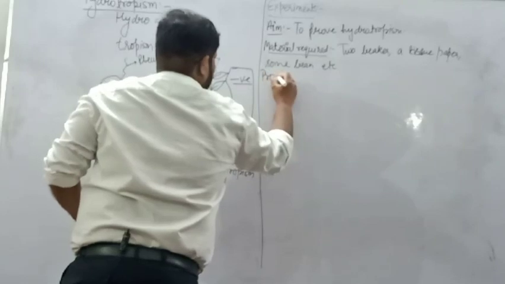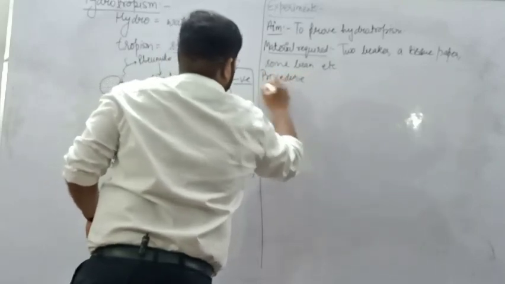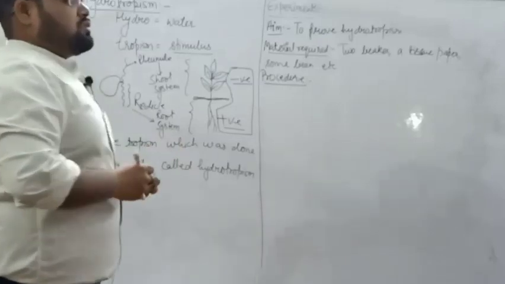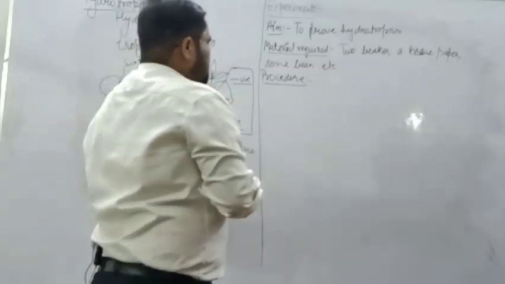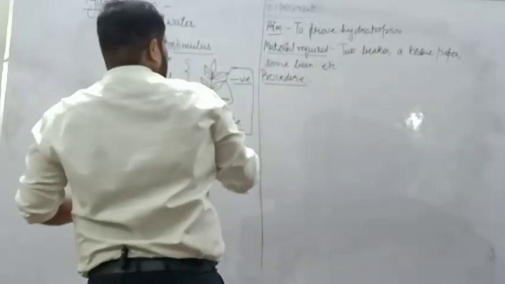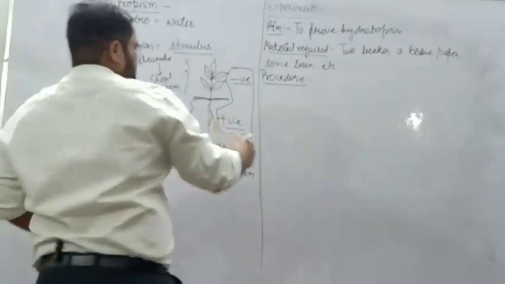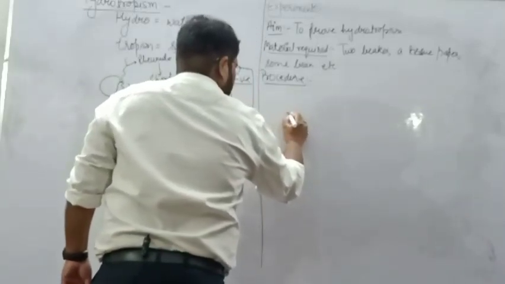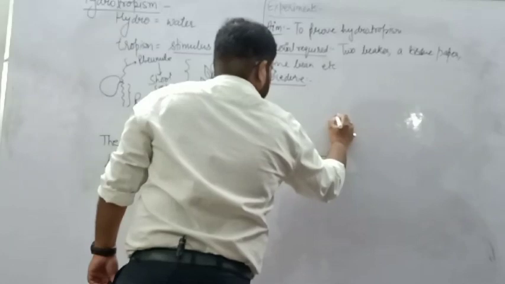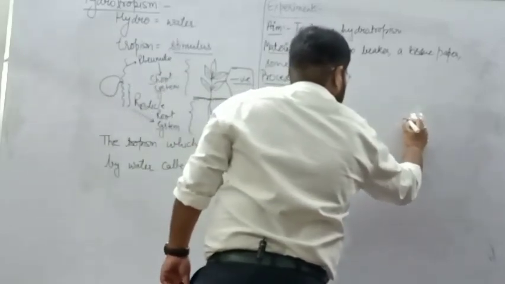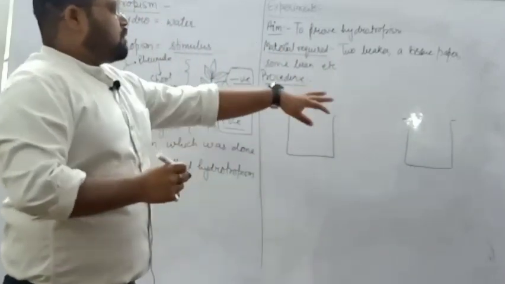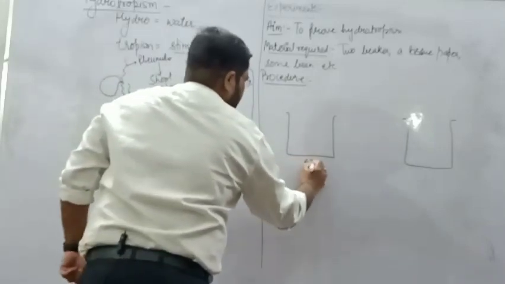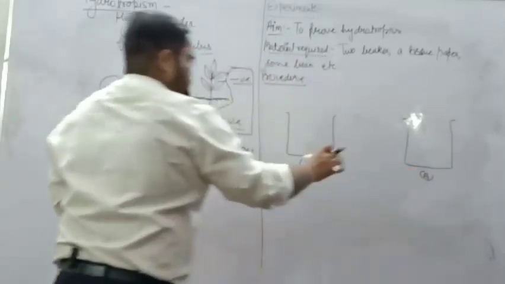So come to the procedure or steps, not theory, only the procedure or the steps. First I will show with the diagram, later we will describe it. Take 2 beakers, one on this side and the next one on this side. Suppose this one is beaker A and this one is beaker B.